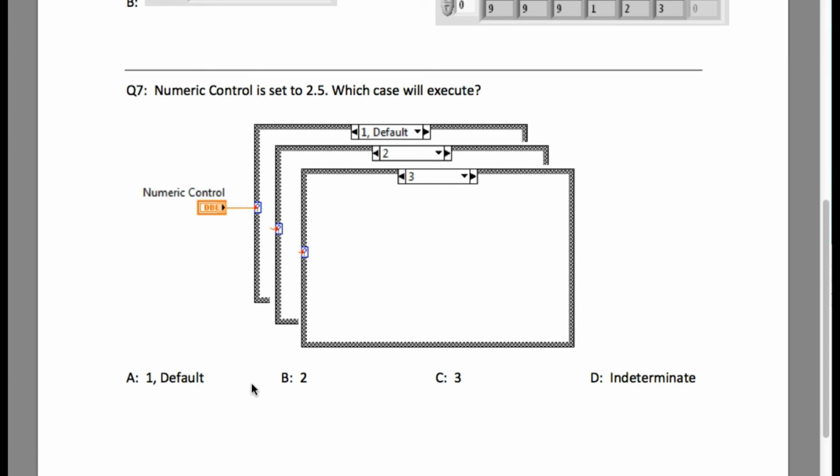But if it is x.5, that is in the middle, then it will always be rounded to the nearest even number. In this case, the nearest even number will be 2. So our answer is 2.